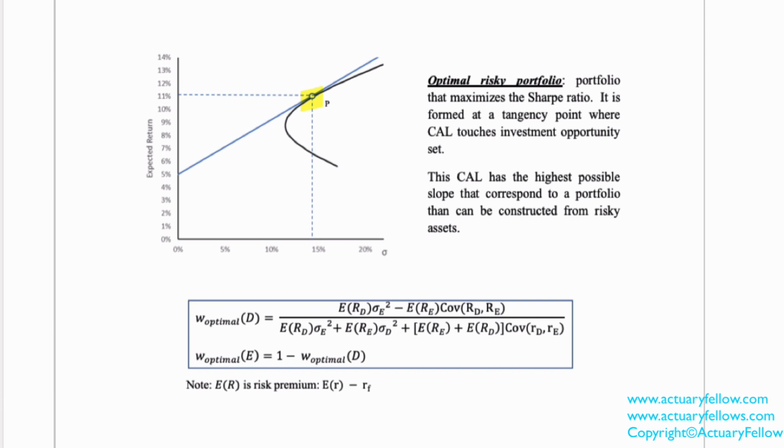This is the formula for the weight on the debt fund in the optimal risky portfolio. Capital R is the excess return above risk-free rate, expected return lowercase r minus risk-free rate. This formula is kind of similar to the weight formula for minimum variance portfolio. If we get rid of the expected excess return and replace the sum of the expected returns with 2 in the denominator, we get the weight formula for minimum variance portfolio.